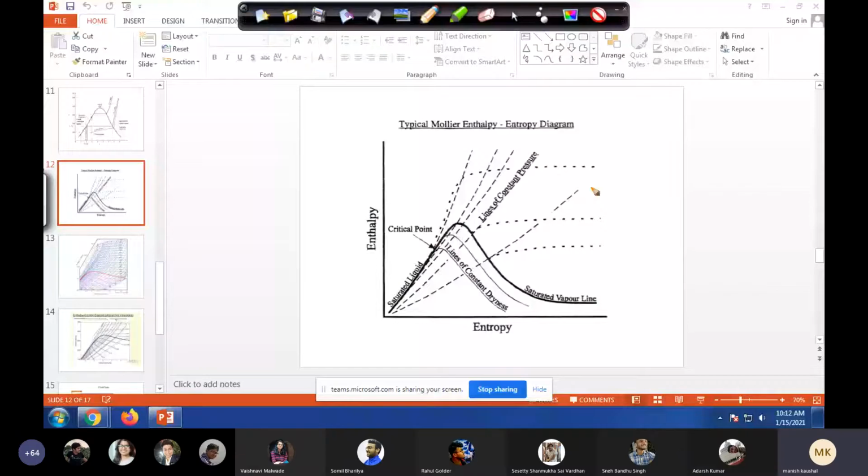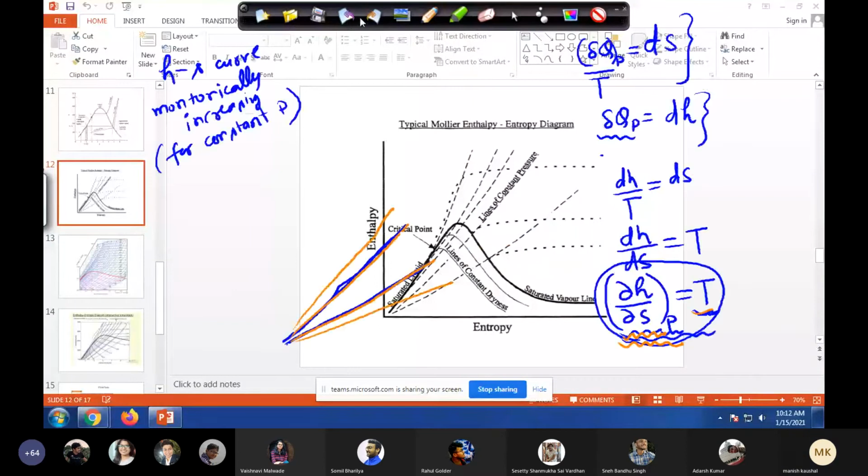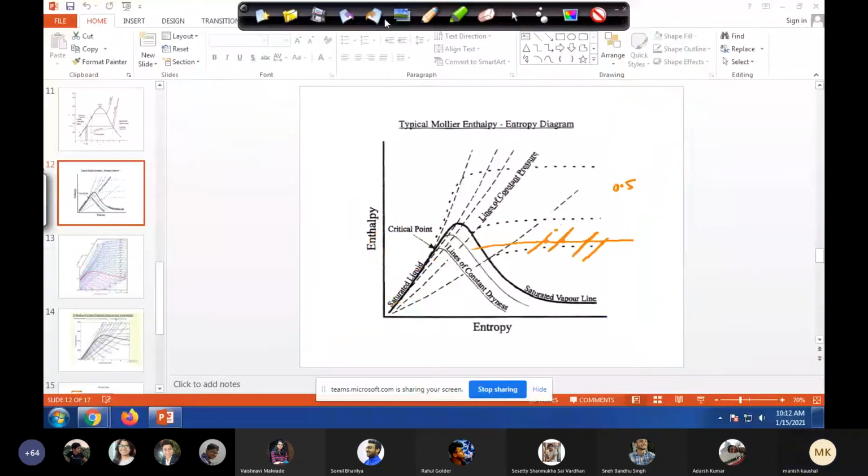Let's discuss. So we have seen that within this phase boundary, it's a constant line. If you want to remember that, this one. So you have seen this slope thing. According to that, during phase change, it should be a straight line. Okay. What else?